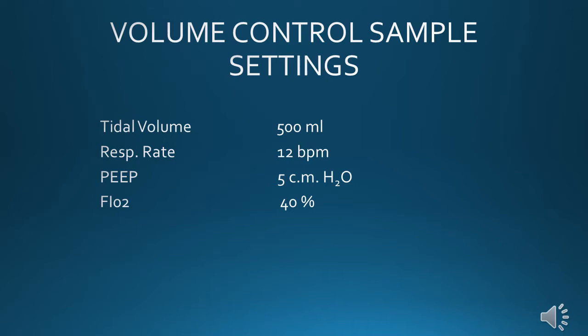So in this particular sample, the tidal volume is going to be 500 mils. Respiratory rate is 12 breaths per minute. A set PEEP of 5 centimeters of pressure, and they're going to receive 40% oxygen. So every single breath is going to be 500 mils. They're going to get at least 12 breaths every single minute.